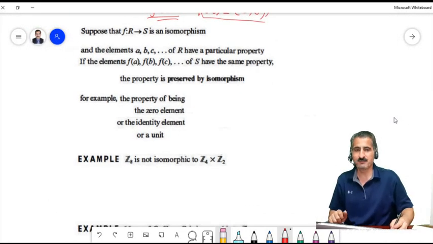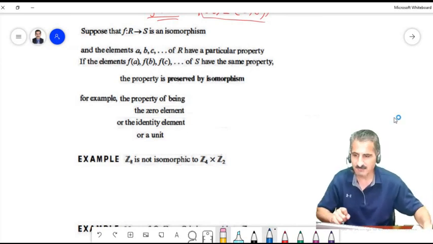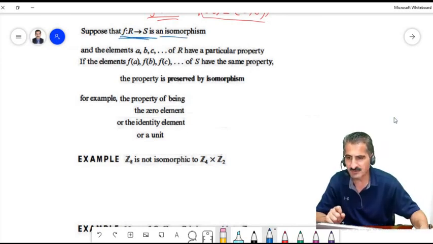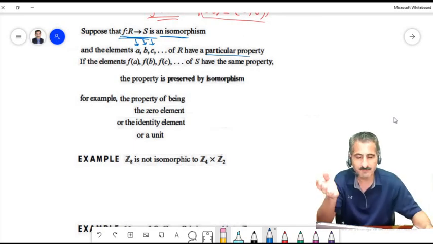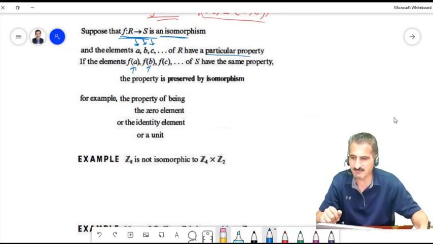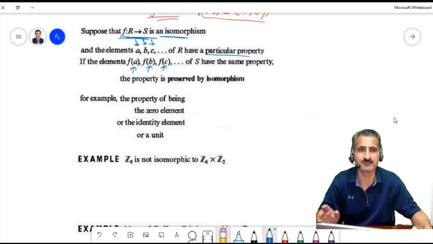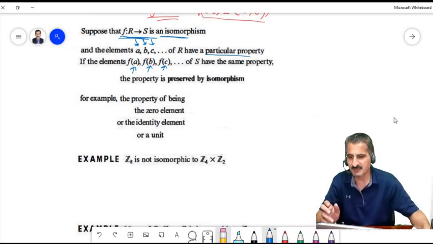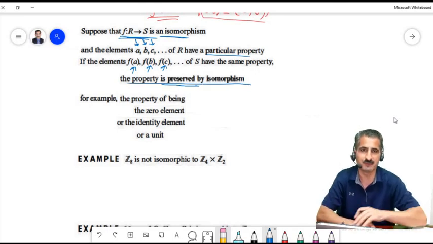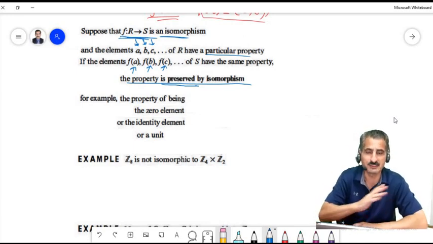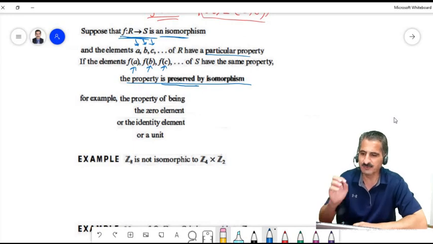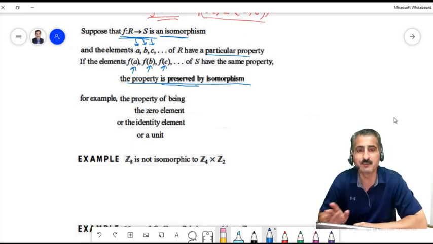Suppose there is an isomorphism between two rings. It says that if we have elements a, b, c with some property, then their images must enjoy the same properties. Whenever this happens, the isomorphism is said to preserve them. So these properties are preserved by isomorphism. It preserves the whole structure of the two rings.